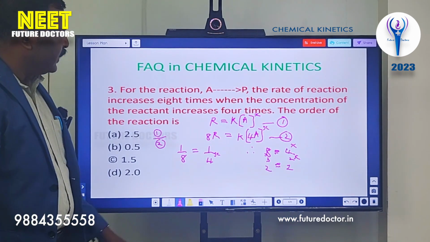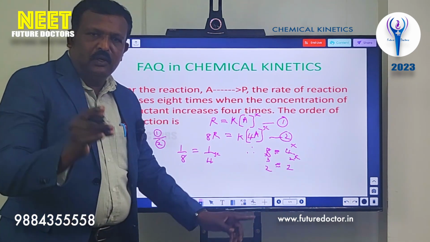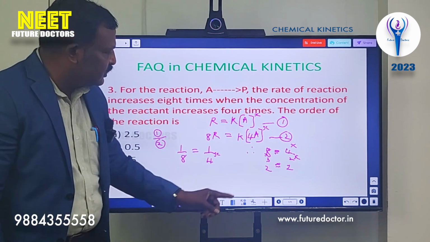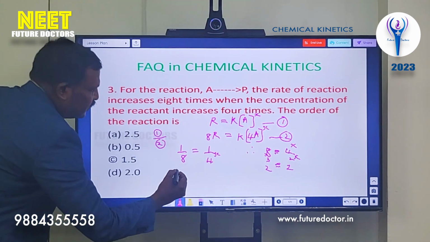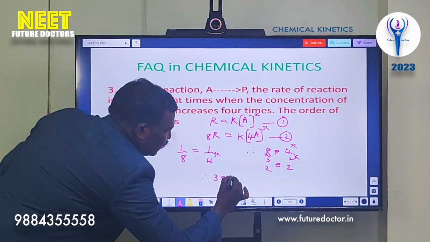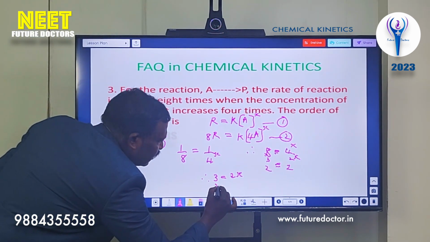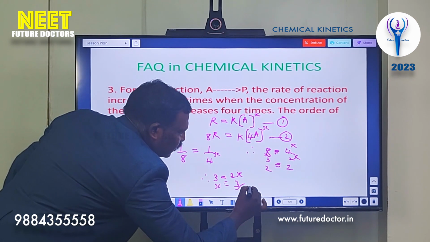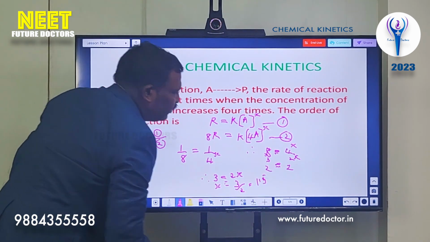Okay. Now you just compare. This also 2 power 3. This also 2 power 2x. Now, you know that when the base is same, we can compare the powers. So, here we should compare 3 and 2x. Therefore, 3 is equal to 2x. Understood? Therefore, x is equal to 3 by 2. So, 3 by 2 means 1.5. Okay, understood?